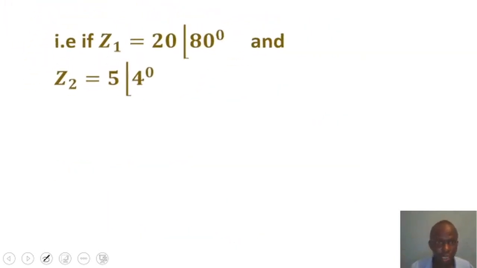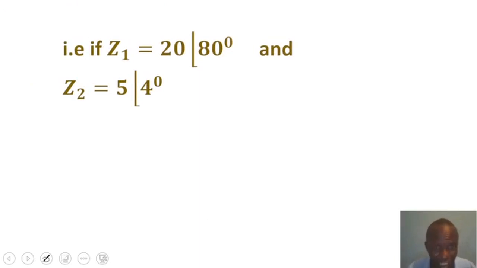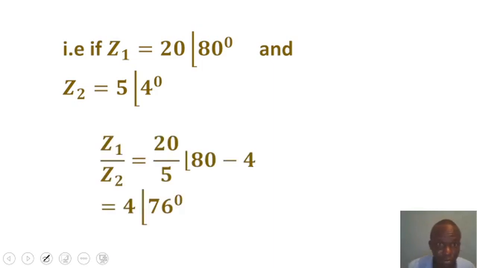Let us look at an example. If z1 is 20 at 80 degrees and z2 is 5 at 4 degrees, we divide 20 over 5, then subtract the arguments, 80 minus 4. The answer is 4 at 76 degrees.